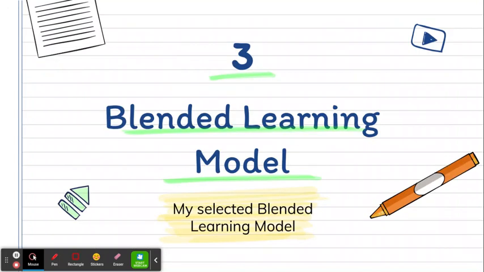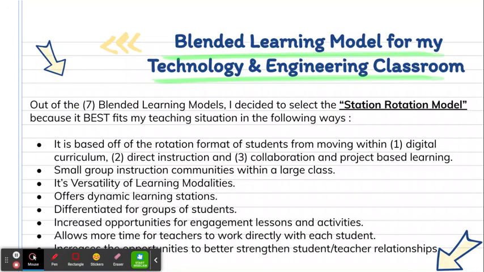Moving on, we're on section 3, which is blended learning. All right. So the blended learning model that I chose was station rotation. And it's based off of the rotation of students going from a digital curriculum station to a direct instruction station to a collaboration and project-based learning station. And then just some other highlights here. It's small group format within a large class, which is a positive. It's versatile. It offers dynamic learning stations.